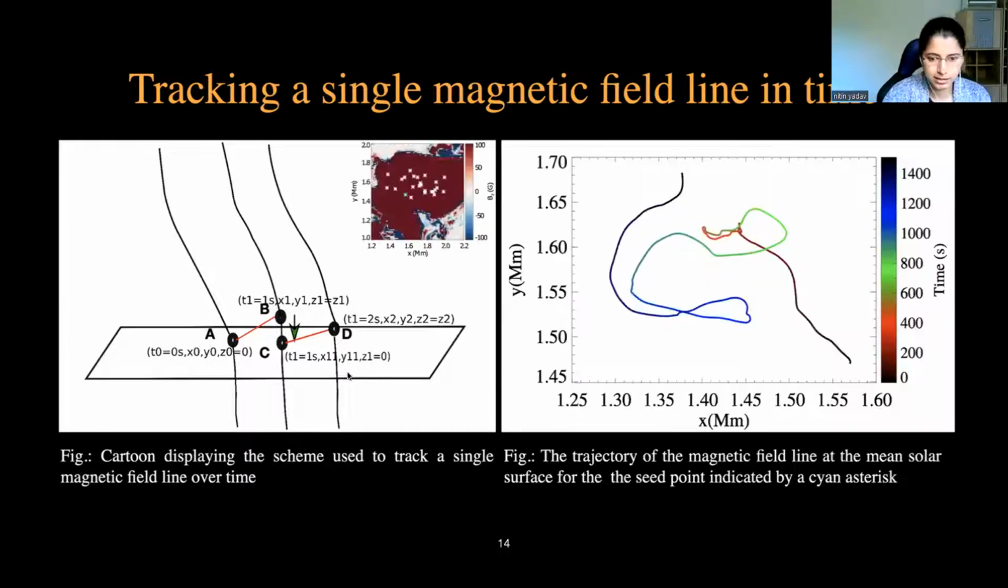And as an example, on the right panel now, I show the trajectory of a magnetic field line corresponding to the seed point, which is shown here in the cyan asterisk. This shows the magnetic field line where it cuts the z equal to 0 plane. The color of this curve corresponds to the time elapsed since the beginning of the tracking, and the axes show the spatial location. So it starts from here, so the field line is continuously moving, ending here after 25 minutes.